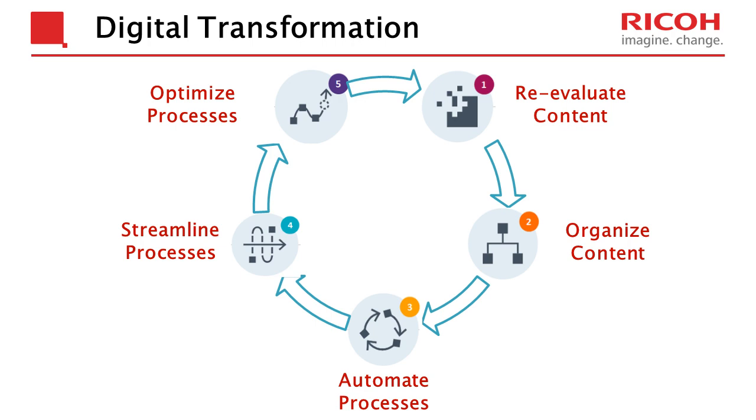But you'll notice that the digital transformation process is really a cyclical process, right? Because your organization is growing, your organization is evolving. We're adapting to the growth of the community. So it's a cyclical process. It's a continuous process. We've got to reevaluate, and then we go back to reorganizing our content, and we keep moving forward.